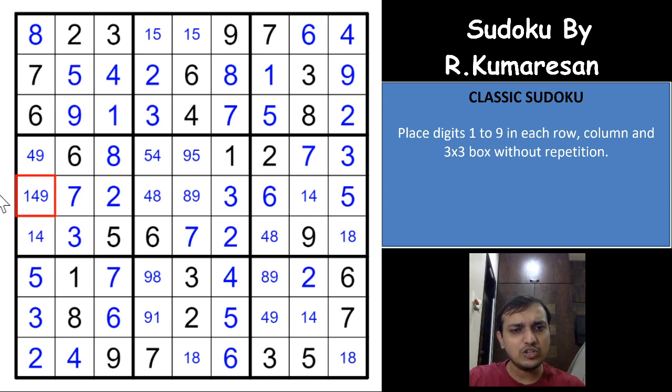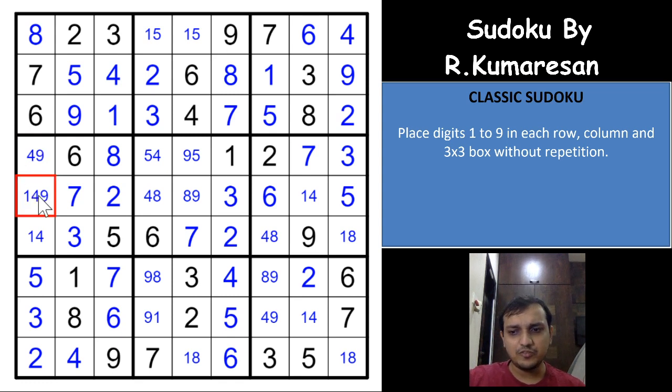So how to use the bug technique? After having the cell with three candidates, you can directly eliminate two candidates using the bug technique and write the other candidate easily. So how do we do that? How do we select which candidate to be placed in this cell? Now according to the bug technique, if you see this box, you already have 1, 4 and 4, 9 placed, right?